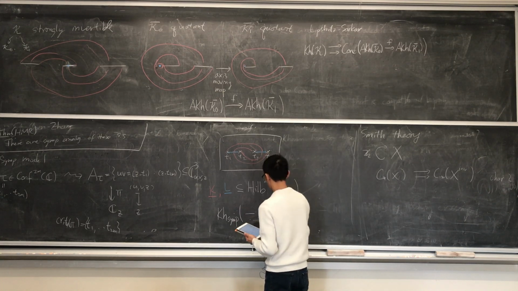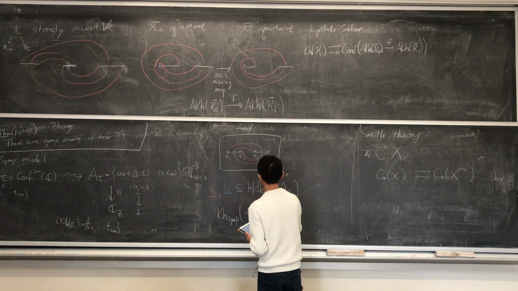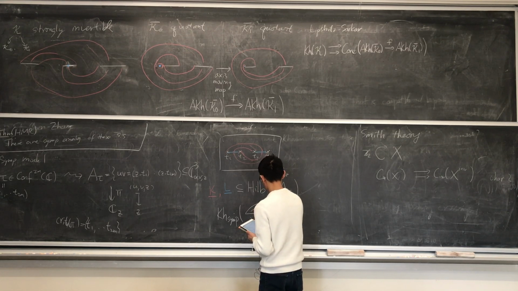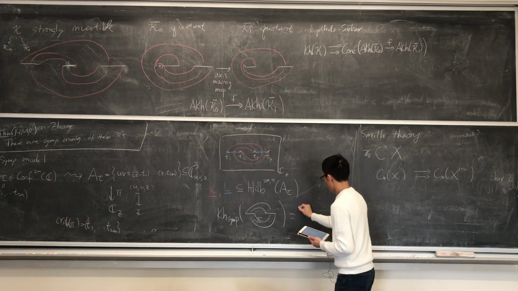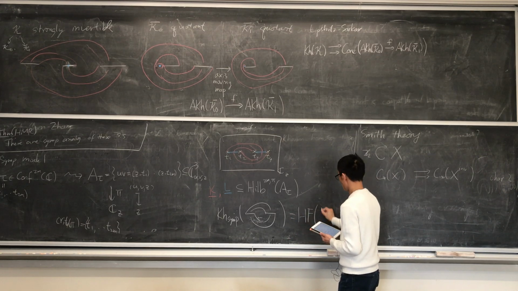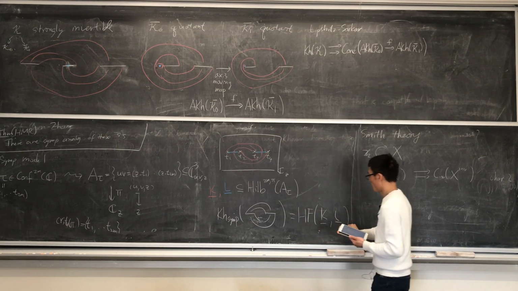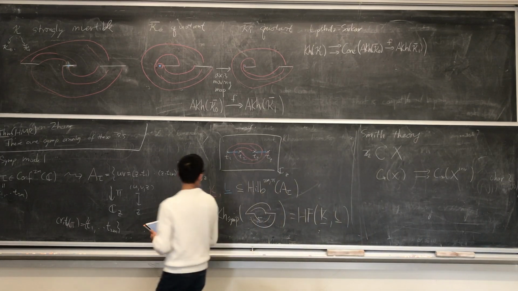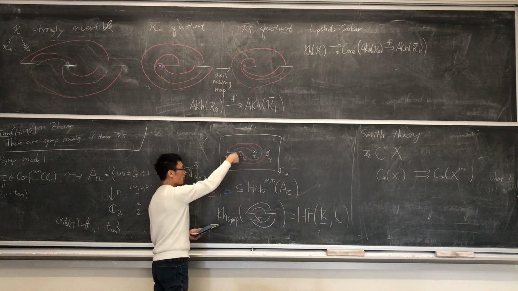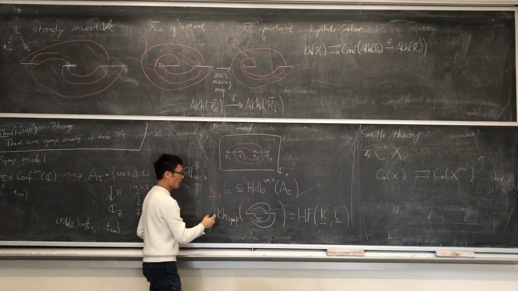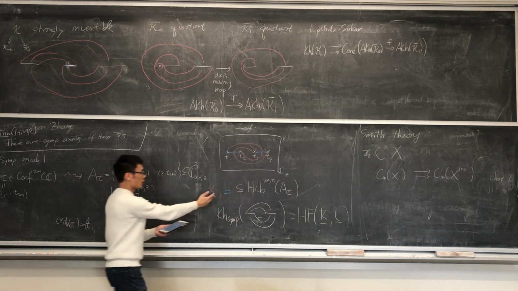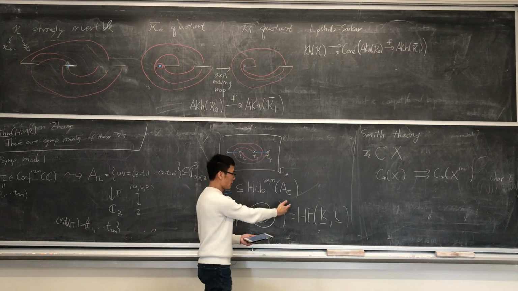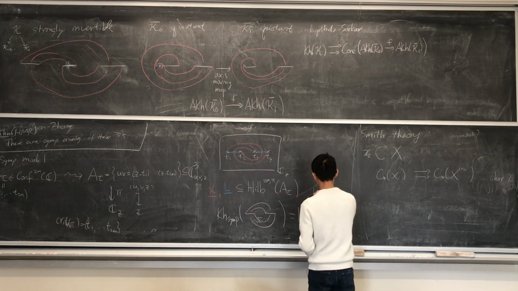Something like this is the Lagrangian flow cohomology between K and L, up to grading shift. So you turn a knot projection of a link into two Lagrangians, K and L, in some space, and then compute the Lagrangian flow cohomology.